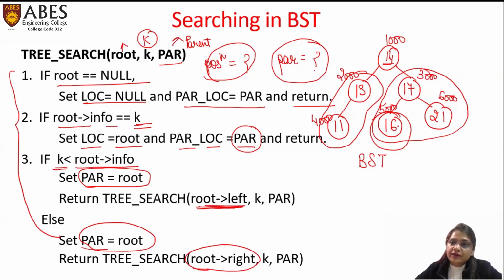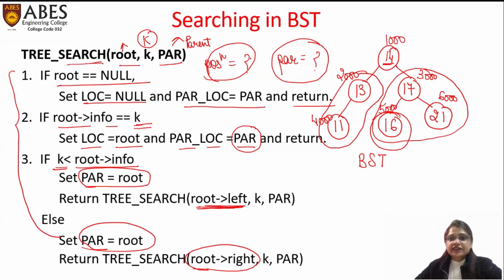Basically, the value returned here will be in terms of addresses, because we are directly concentrating on the linked representation of this binary search tree. Initially, I should have the root node address from where I have to start the searching. For this, I have used this tree search.